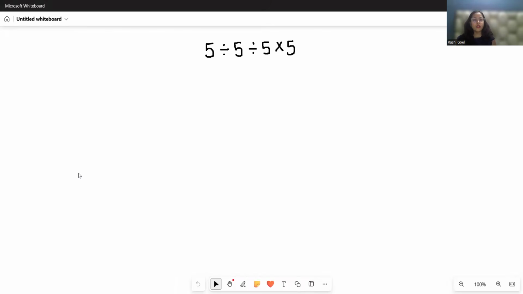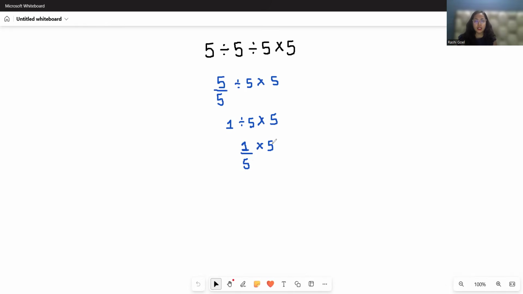According to the order of operations, multiplication and division have equal priority. So we have to work from left to right. So first this division, and then multiplication. So 5 divided by 5 gives us 1, and then 1 times 5. So we will write it as 1 times 5.